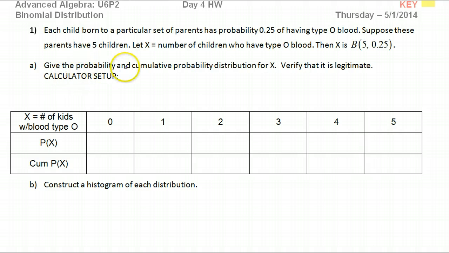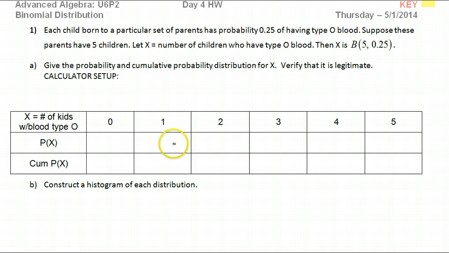Give the probability and cumulative probability distribution for X. Verify that it is legitimate. Show your calculator setup, of course. So you should immediately create a table similar to this. Obviously this middle row is going to be for our probability, and the third row will be for our cumulative probability.